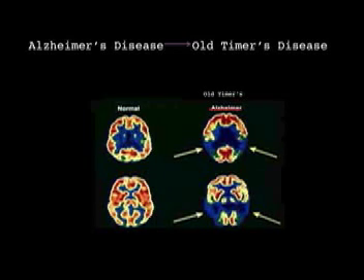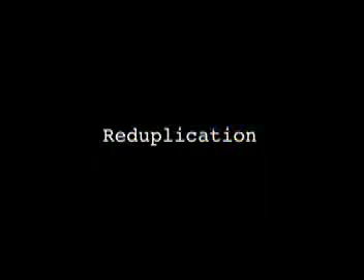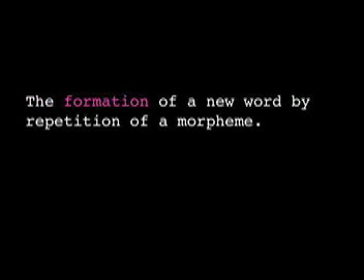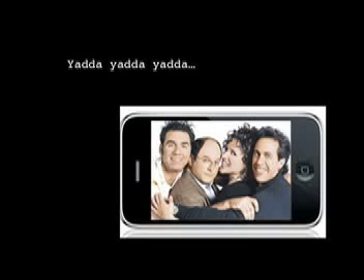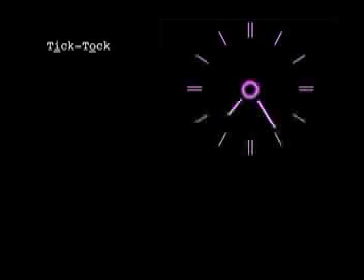The last word formation process on the agenda for today is reduplication. This is the formation of a new word by repetition of a morpheme. Many reduplicated forms are common of baby talk, such as boo-boo and mama. Some are slang words, such as the term yada yada yada, commonly used on Seinfeld. Others include rhyming elements, such as Humpty Dumpty. Other forms of reduplication alter a vowel, such as in the words tick-tock or knick-knack.